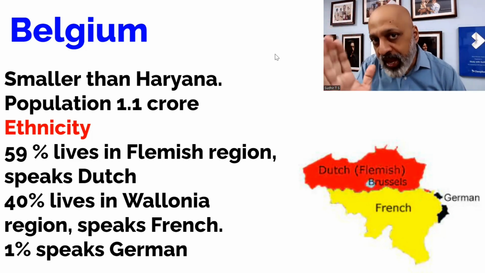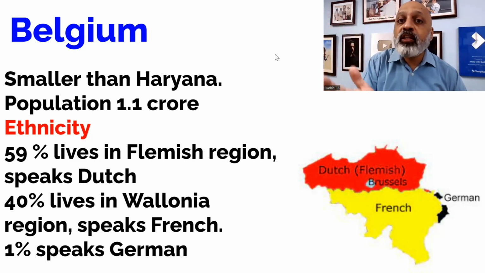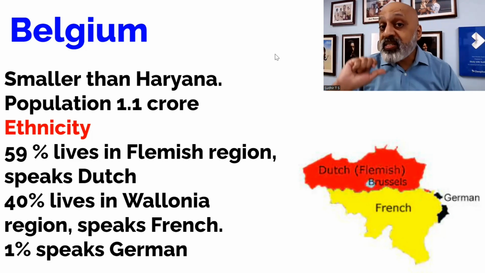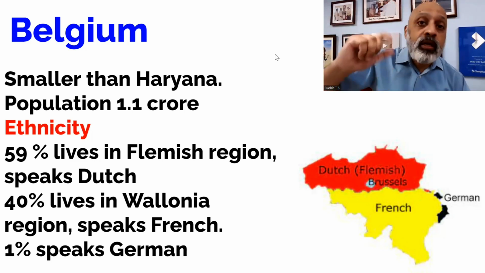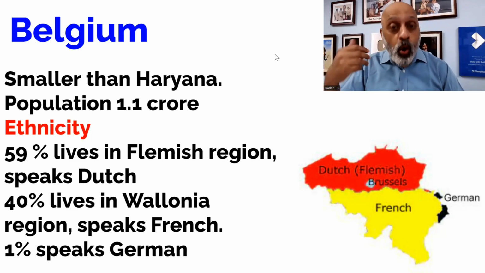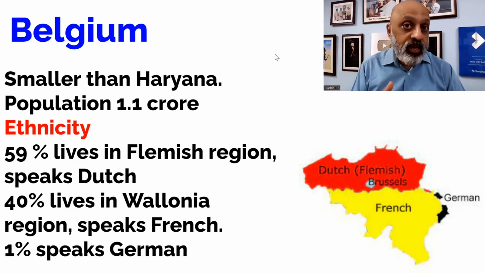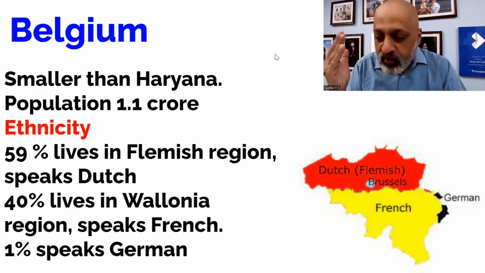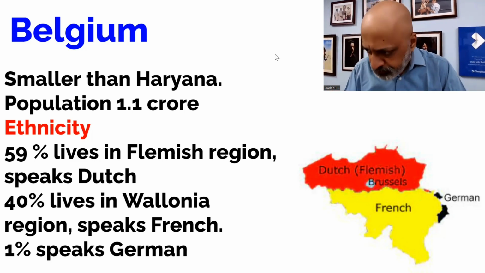So which is why the areas bordering Germany are the ones which speak German, just 1% of the population. Brussels is technically in the northern part of the country. But Brussels' own position in terms of language is actually very interesting because it's very different. We will come to that in a bit.